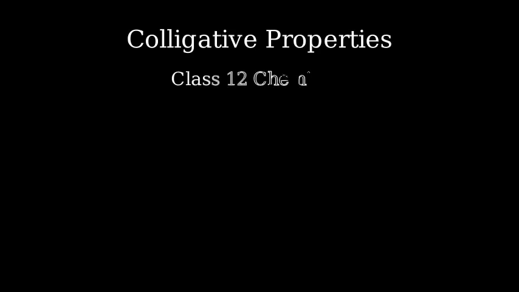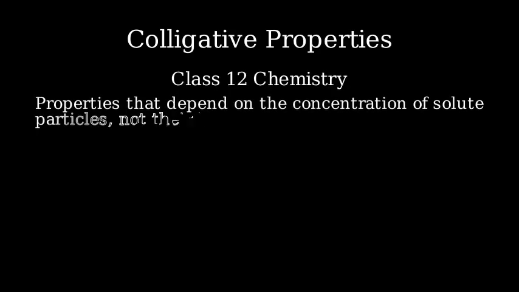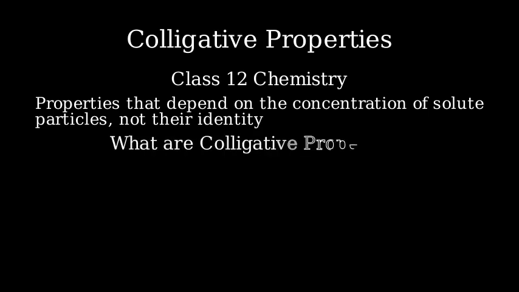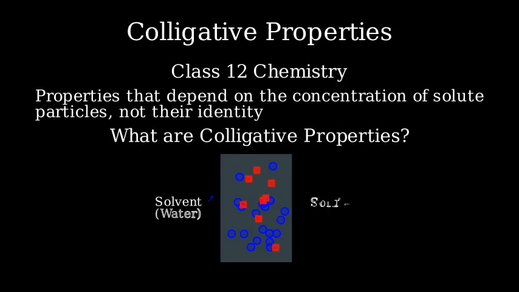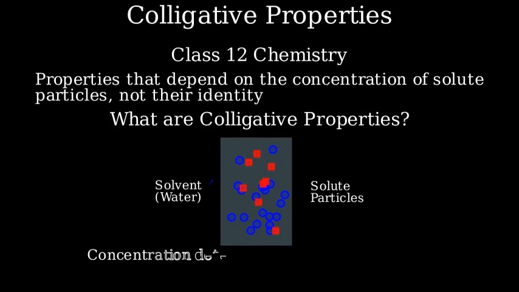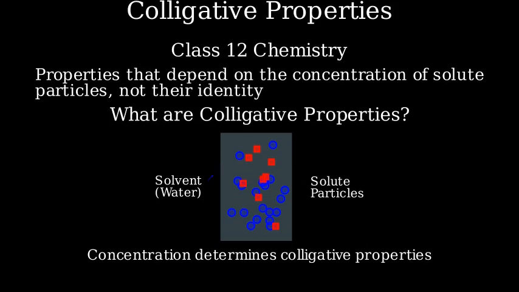Welcome to our lesson on colligative properties in chemistry. These are special properties of solutions that depend only on the number of dissolved particles, not on their identity. Colligative properties are special characteristics of solutions that change based on how many solute particles are dissolved, not based on what those particles are. In other words, these properties depend on the concentration of solute particles in a solution.